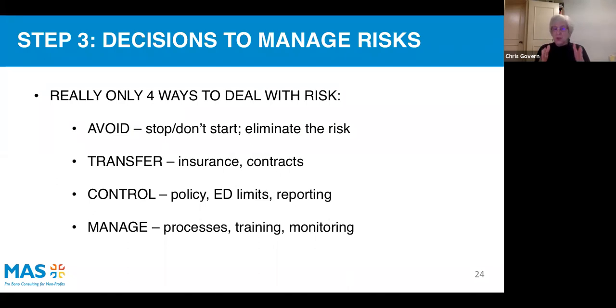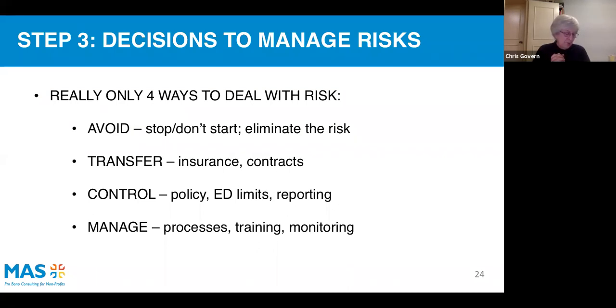And that's what boards write policy for. You write policy as a way to control the risks, to say, this is how we're going to do it. These are the controls we're going to put around this so that we limit our risk. ED limits is another way of doing that. Ongoing reporting from staff to the board can give boards a way to control risk.